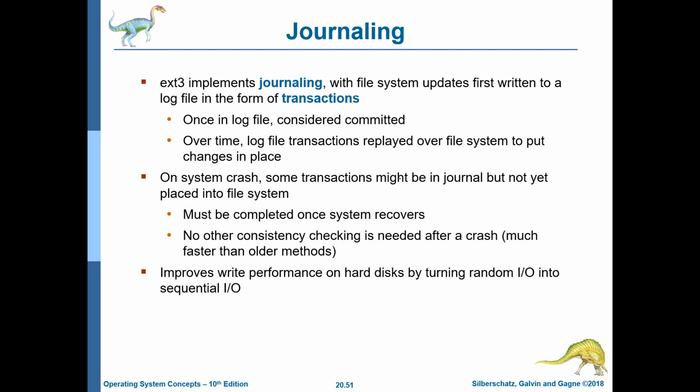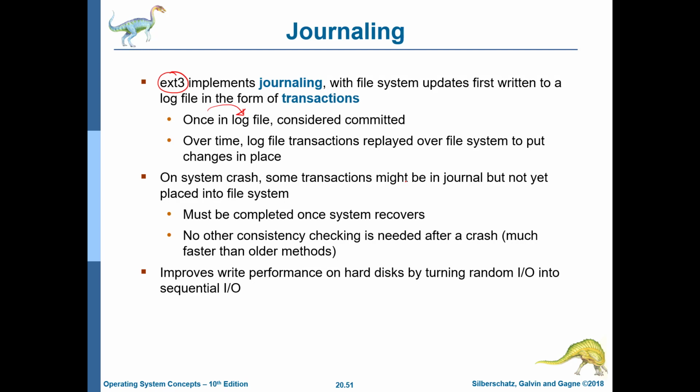So another key trick that we have been seeing is the idea of journaling, which came in the ext3 version of the file system, where the updates to a file system are first written to a log file atomically as transactions. Once they are placed in the log file, they are considered to be committed. And placing something in a log file is fast because a log file is often kept in memory or in a very fast part of the disk. So over time, the log file transactions are replayed, in the sense that they are sent from the log to the file system on the disk to persist the changes.